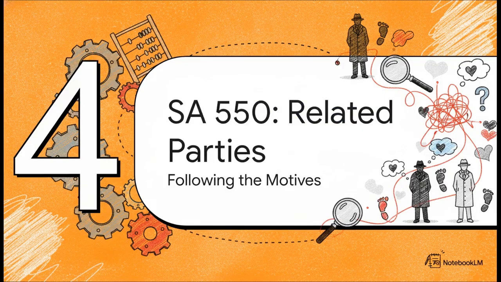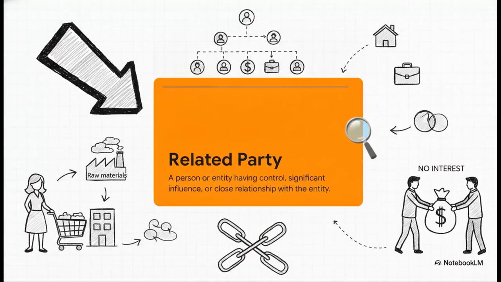That leads us into Section 4, SA 550, Related Parties. This is where the audit detective shifts focus from following the math to following the motives. Enter SA 550. A related party is any person or entity that has control, significant influence, like say owning 20% of the voting power, or a close relationship with the company you're auditing. This means your holding companies, your key management personnel, your directors, but it also includes their relatives.